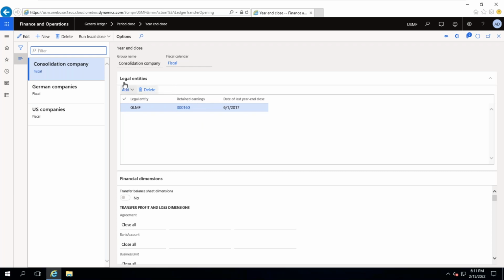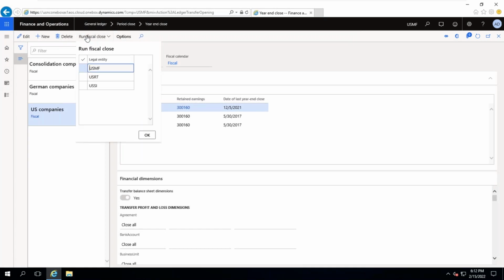If you want to run this one, suppose this one, it is mapped. In the 2012 previous version, you can execute this year-end closing process for that specific company only. But in D365, you can execute for multiple companies. So you can click on Run fiscal close, and you can select for which company you want. You can even select multiple companies also. The system has the provision. Click OK.